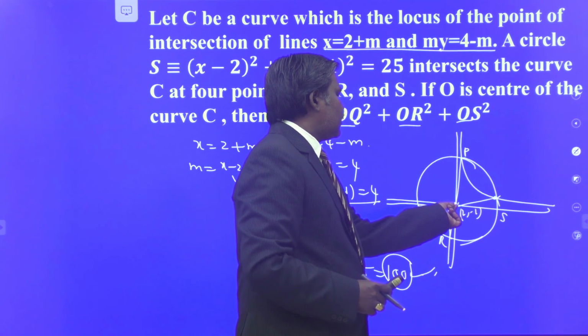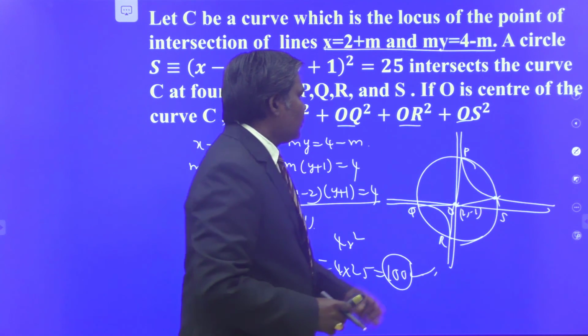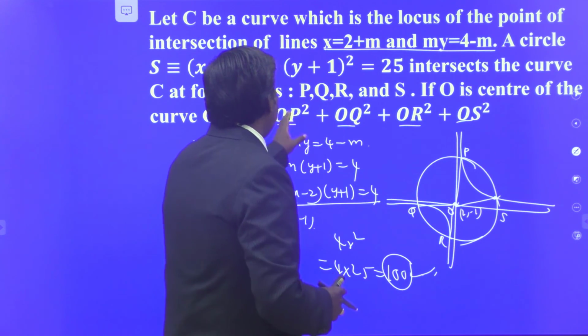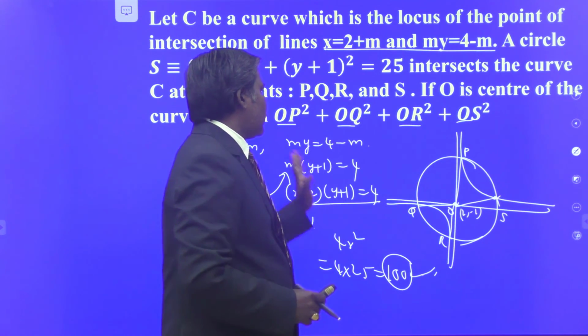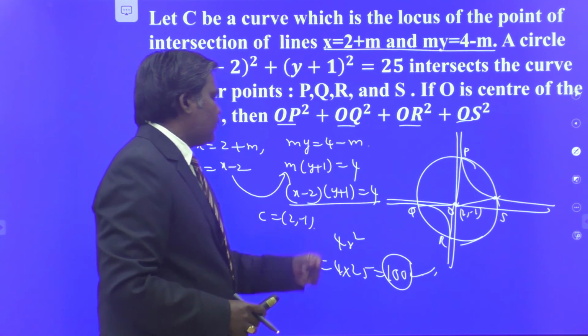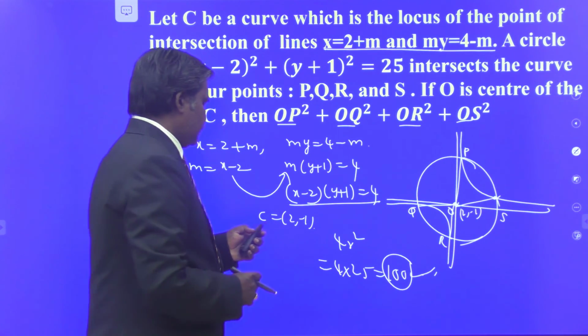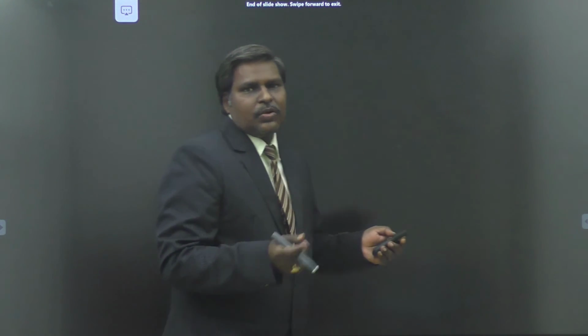Once you think that, the distances are nothing but the radii of the circle. Therefore, you have to find radius square, radius square, radius square, radius square. That is 4 r square. Therefore, 4 into 25 is 100. 100 is your answer. Understand? So in this manner we can crack these problems. Okay, thank you very much.